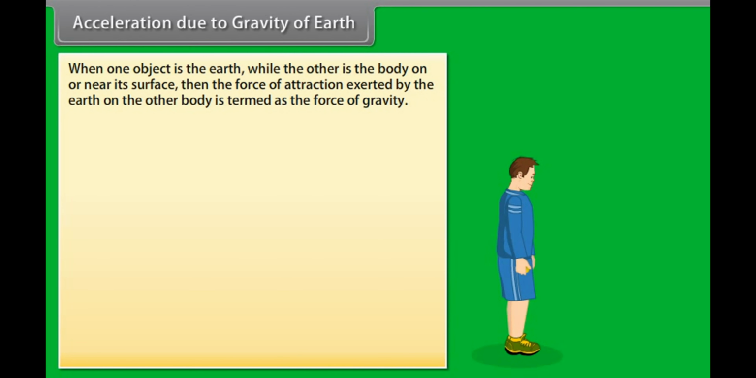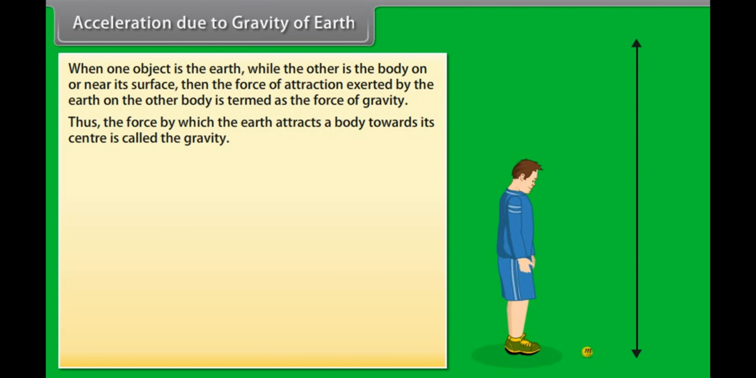Acceleration due to gravity of Earth. When one object is the Earth, while the other is a body on or near its surface, then the force of attraction exerted by the earth on the other body is termed the force of gravity. Thus, the force by which the earth attracts a body towards its center is called gravity.